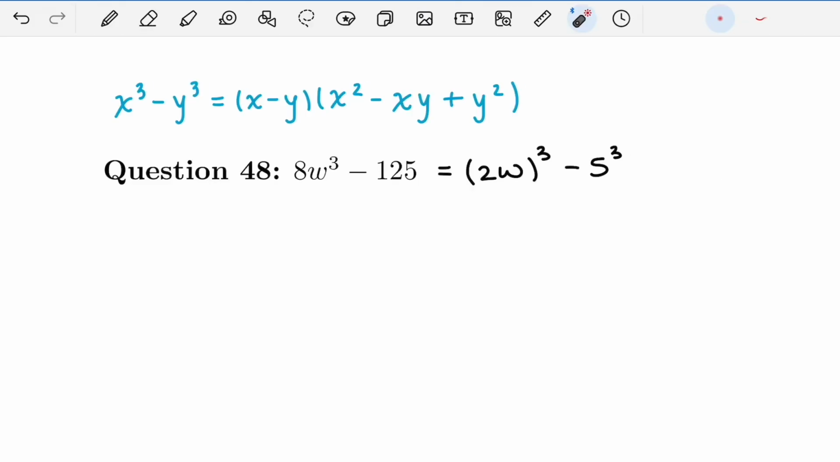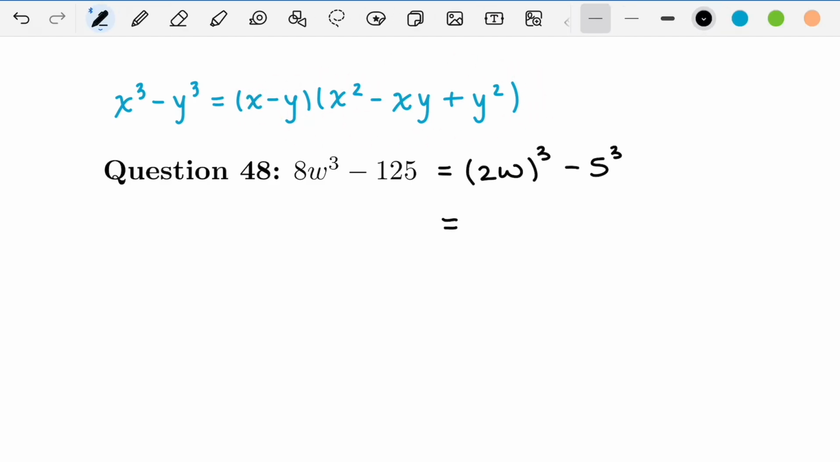So just so we don't have to keep scrolling up and down, I've written our form for our difference of cubes here in blue. As we can see, we've rewritten this polynomial to be in this exact form where we have a difference of cubes. Now, in this case, our x term is going to be 2w and our y term is going to be 5. So we're going to plug our x and y terms into this fully factored form here. If x is 2w, then we're going to have 2w, and if y is 5, we're going to subtract off 5 here. Now we're going to multiply this by 2w squared.